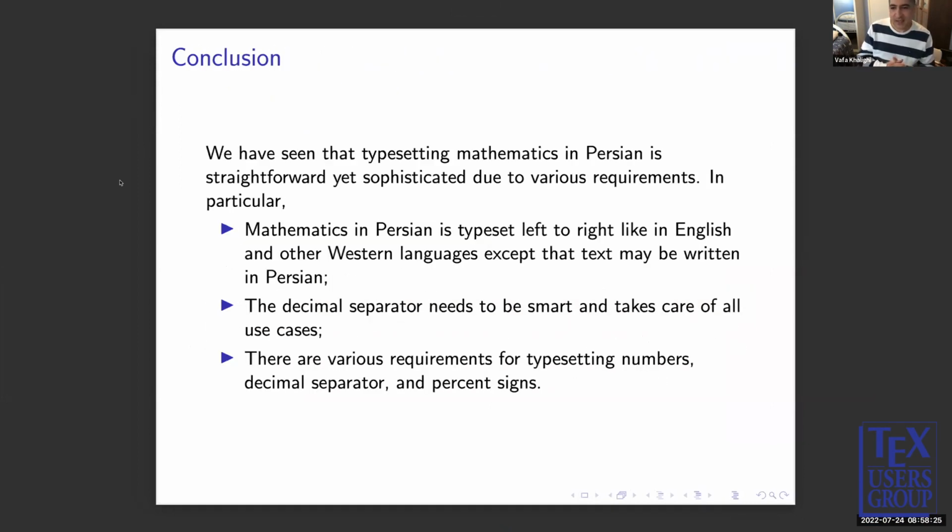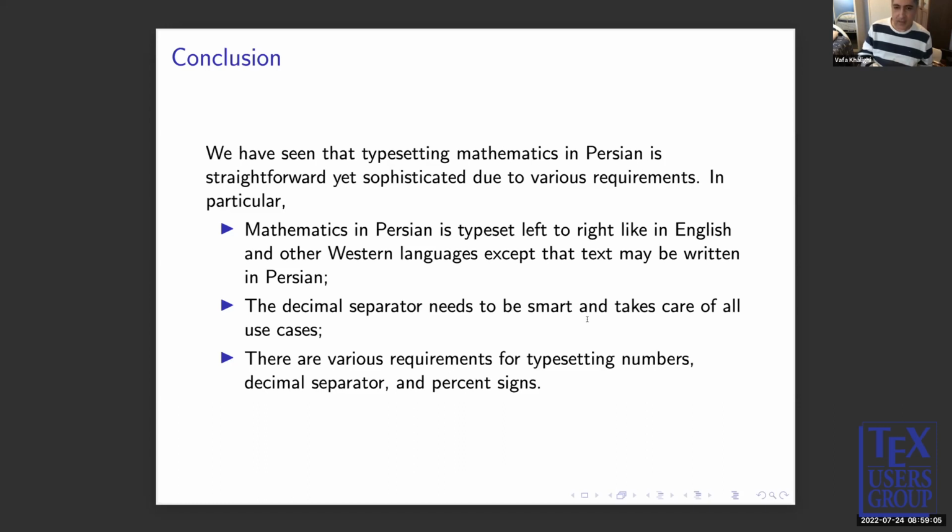Okay, so this brings us to the end of the presentation, and I can conclude by stating that we have seen that typesetting mathematics in Persian is straightforward yet sophisticated due to various requirements. In particular, as I told you in the beginning, mathematics in Persian is typeset left to right, just like in English and other Western languages, except that the text and some operator names may be in Persian. The decimal separator needs to be smart and take care of all the use cases.